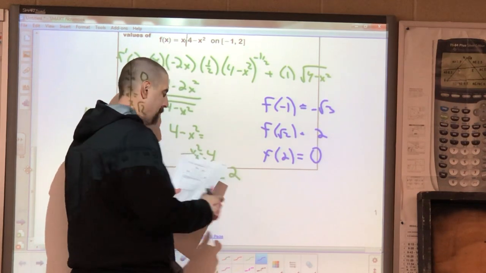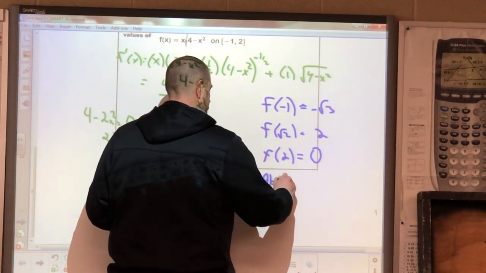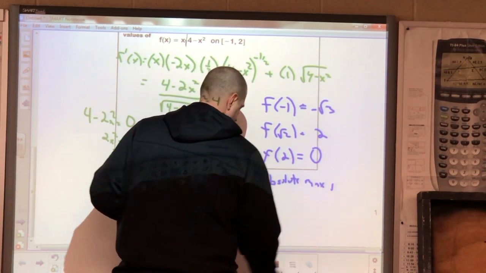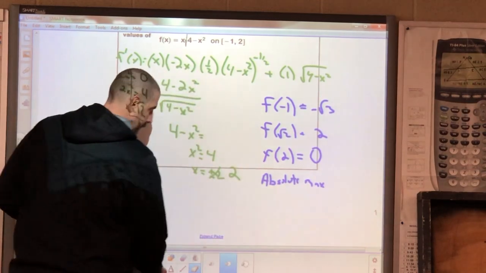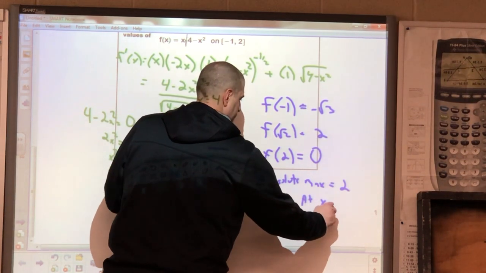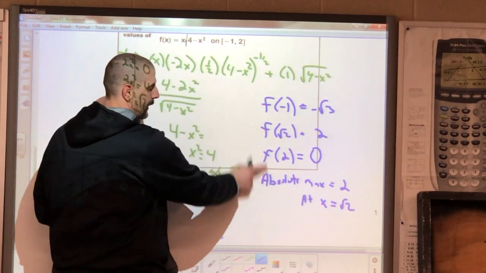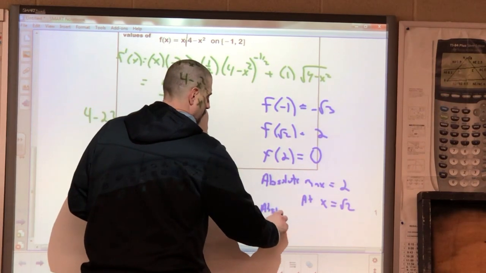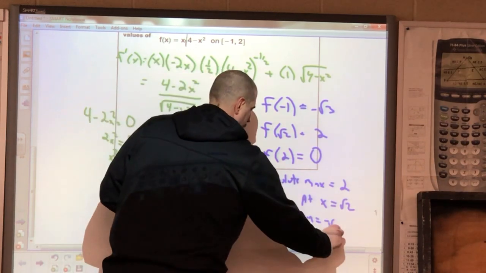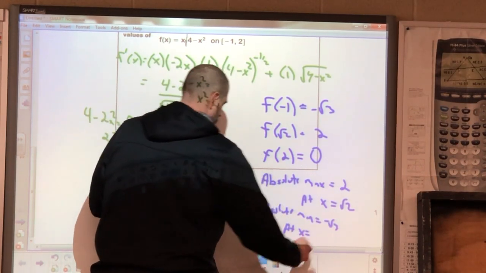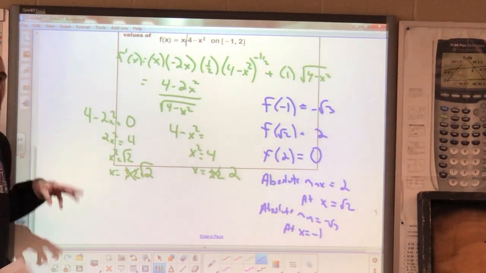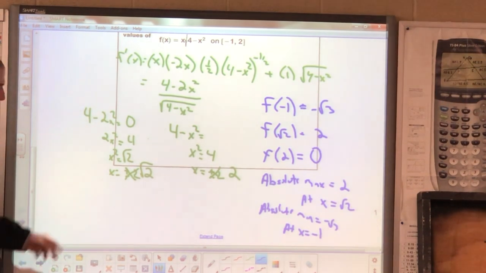So here's how you write your absolute mins and maxes. You write absolute max equals 2 at x equals square root of 2. Right there. Boom. Absolute min equals negative square root of 3 at x equals negative 1. Okay? So that's how you find absolute min and max. All right? Moving on to the next slide.